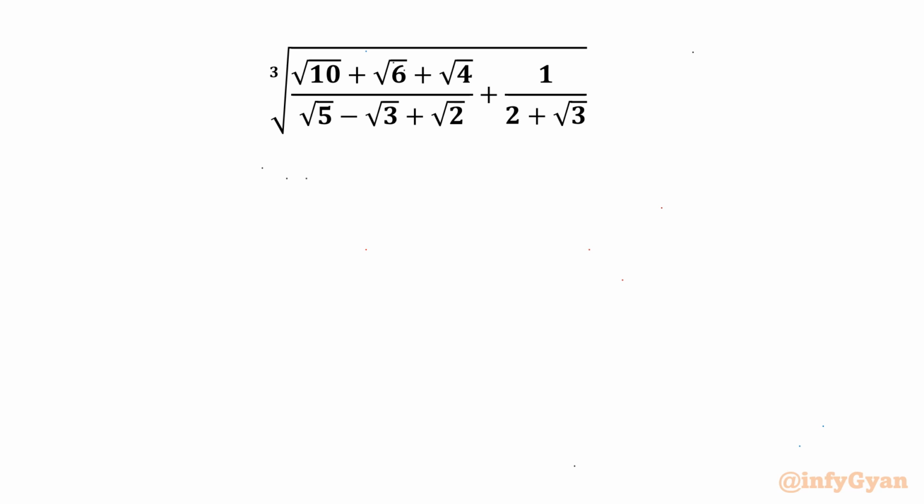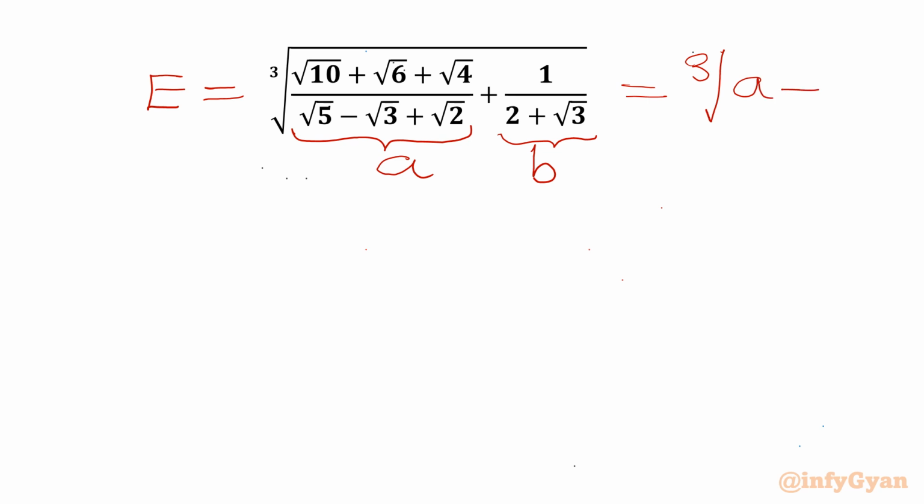In this video, we are going to take up one very interesting question from radical mathematics. We have to simplify one cube root. So let's get started by writing the given expression equal to E first. Now we can assume the first radical rational expression as A, and this expression we will call B. So ultimately we are looking for the cube root of A plus B.